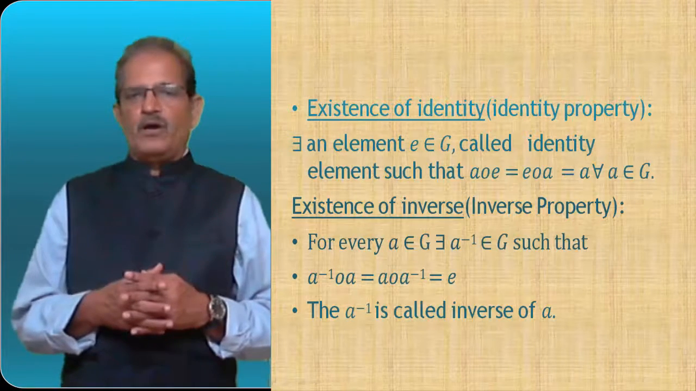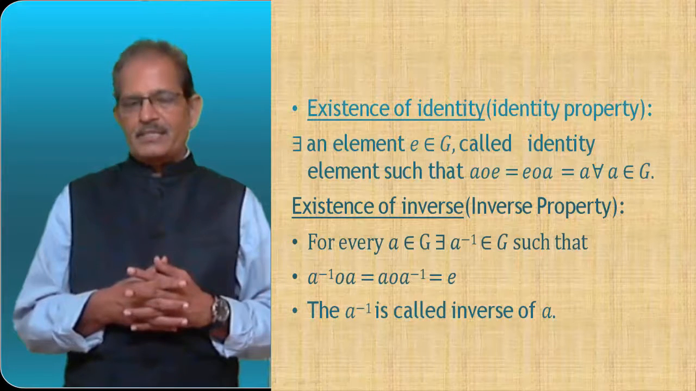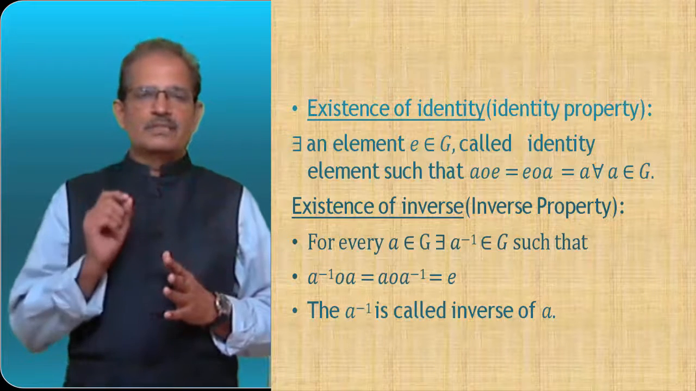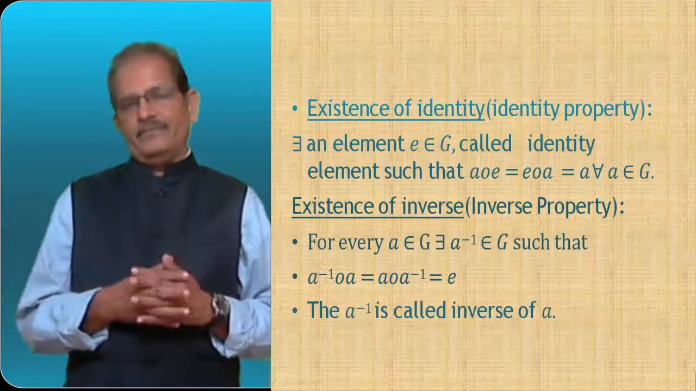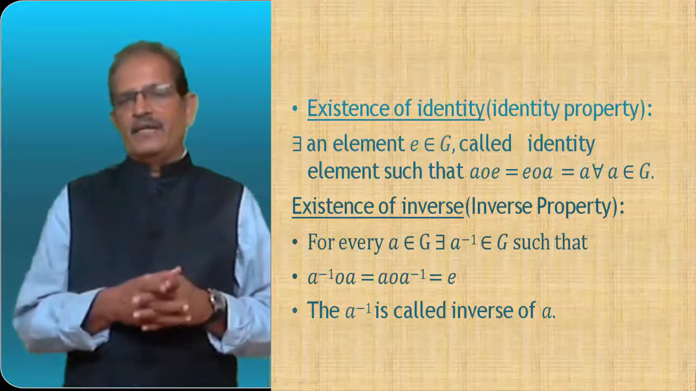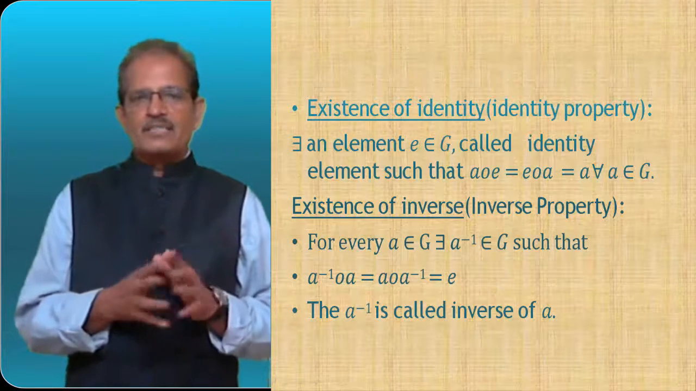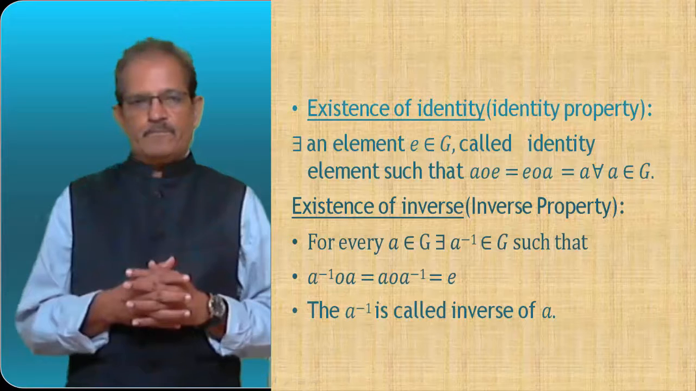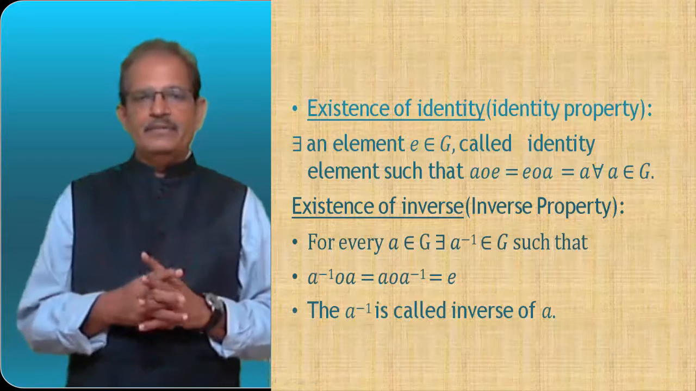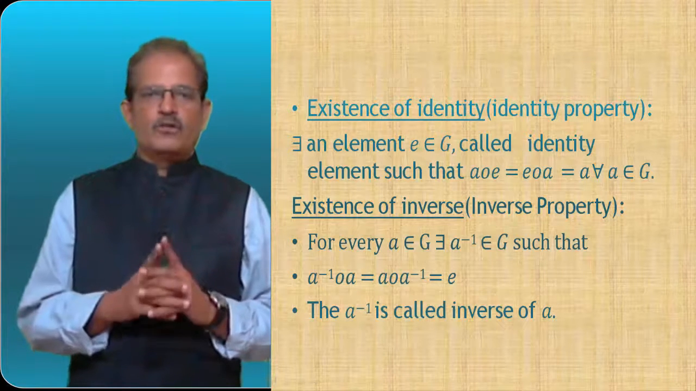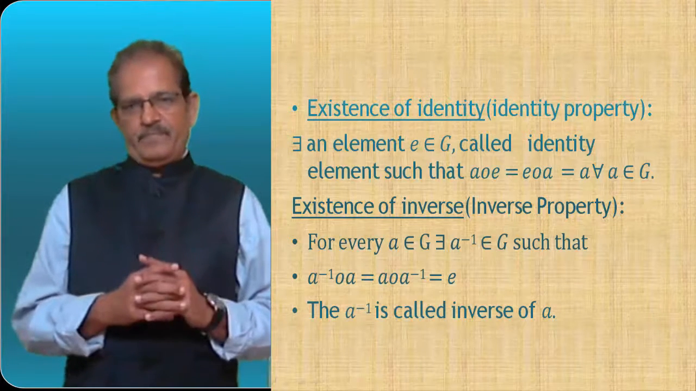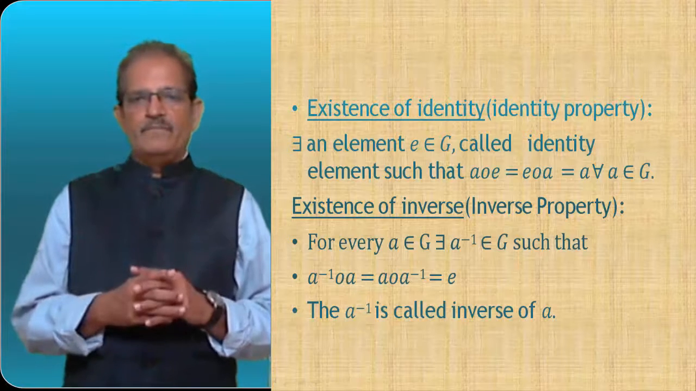Existence of identity. Identity property means the set G should contain an identity element. If identity element exists, identity property is satisfied. If that element does not exist, identity property is not satisfied. So, what is an identity element? There exists an element e belong to G called identity element such that a o e is equal to e o a is equal to a.